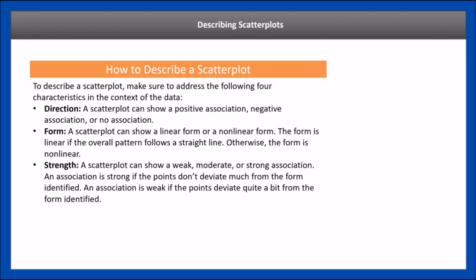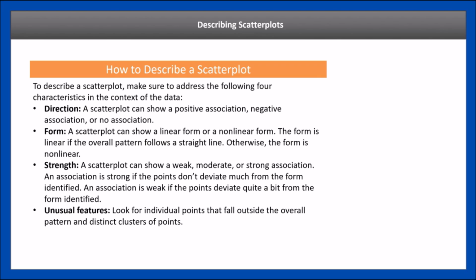All right, so here we go. We have strength. You want to see how strong is the association? Yes, it may form a line, but is it a strong, tight line? Or is it just a loose, scattered line? So is it weak, moderate, or strong? An association is strong if the points don't deviate much from the form identified. It's weak if they deviate quite a bit and they're scattered quite a bit from the form. And then we have unusual features. So for example, if you have any outliers or points that fall outside of the overall pattern, maybe you have distinct clusters of points as well. You want to look for any unusual features.